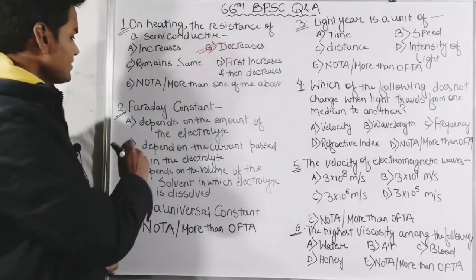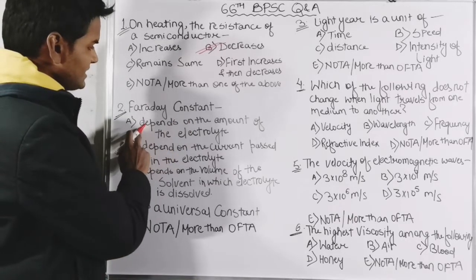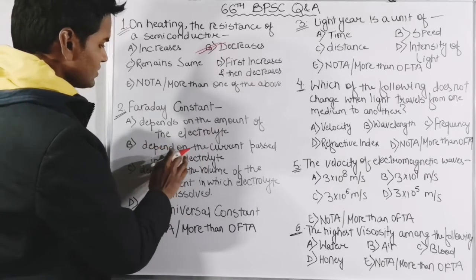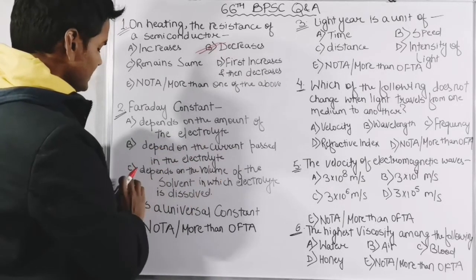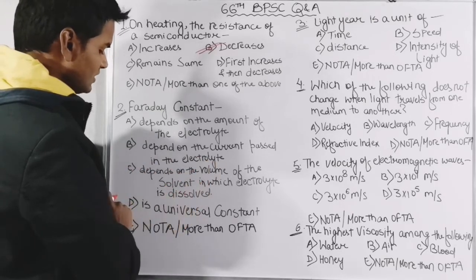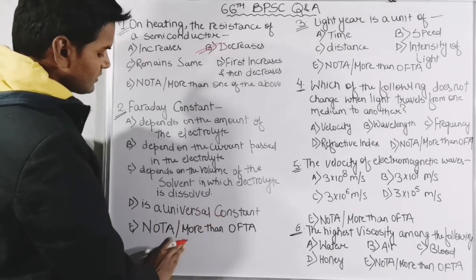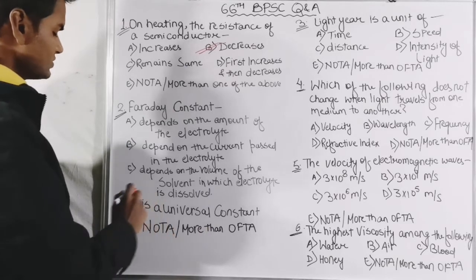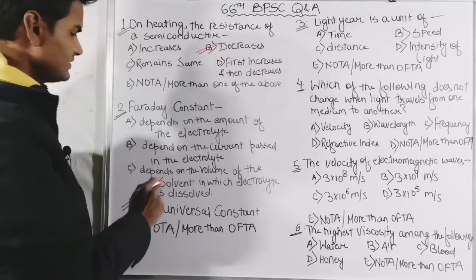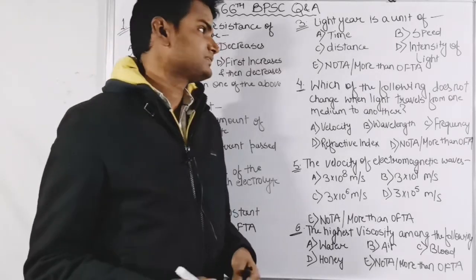Now the second question, Faraday constant. What is Faraday constant? The first option is, it depends on the amount of the electrolyte. Second option, it depends on the current passed in the electrolyte. Third option, depends on the volume of the solvent in which electrolyte is dissolved. Fourth is a universal constant, and fifth one is none of the above or more than one of the above. So the answer to this question will be D only, which is a universal constant. Faraday constant is a universal constant.